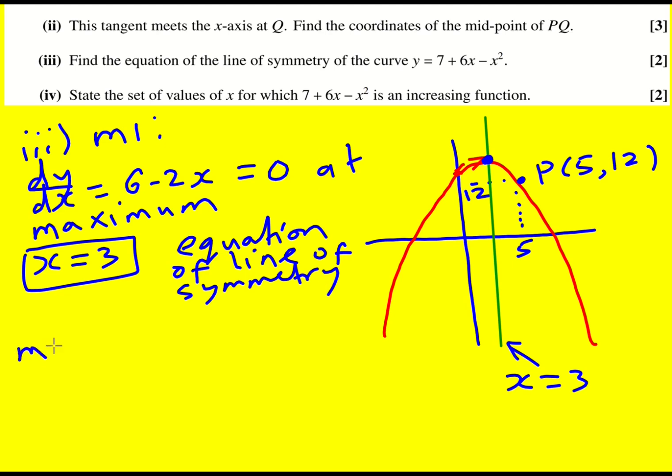Okay, method 2 is to still use that idea, the fact that we're finding the maximum, but we can complete the square. Now, this is not the best method in this case because it's so quick to use differentiation because we've already differentiated, but I still want to just do it anyway.